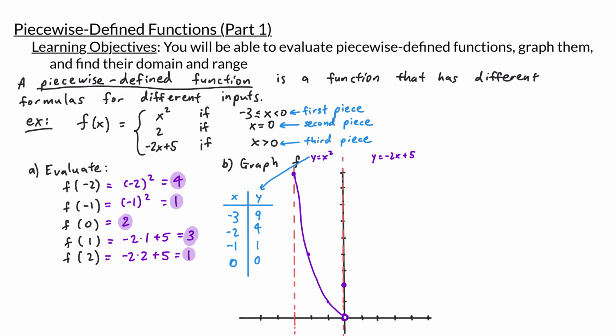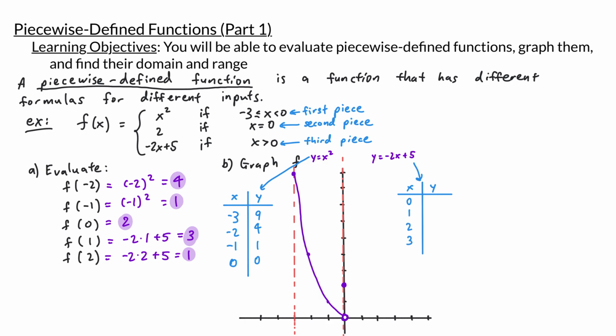For the third piece of the graph, we're looking at x values greater than 0, and we're graphing y equals -2x plus 5. Again, if we don't know what the shape of this graph is, we can always make a table of values. When I select the x values on this piece, I always want to make sure to include the x value on the boundary. So we're going to start at 0 and then do 1, 2, and maybe 3.